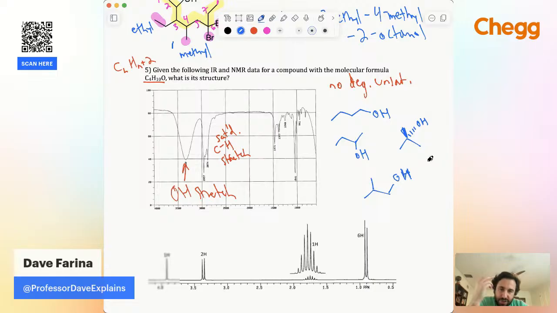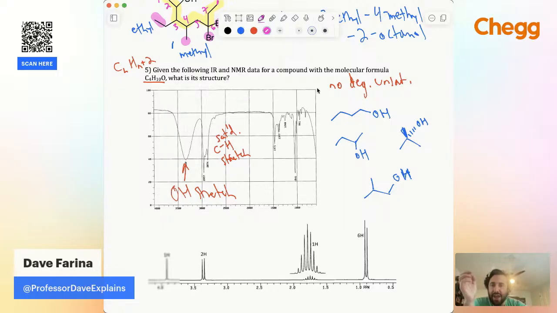So let's do what we did. I think this is the easiest way to do it. If you use IR data to come up with all of the possible structural isomers that could potentially fit, then what you can do is predict the number of resonances. That's it. We don't have to look at splitting or chemical shift or integration. Just how many peaks are you going to get? Let's figure it out.